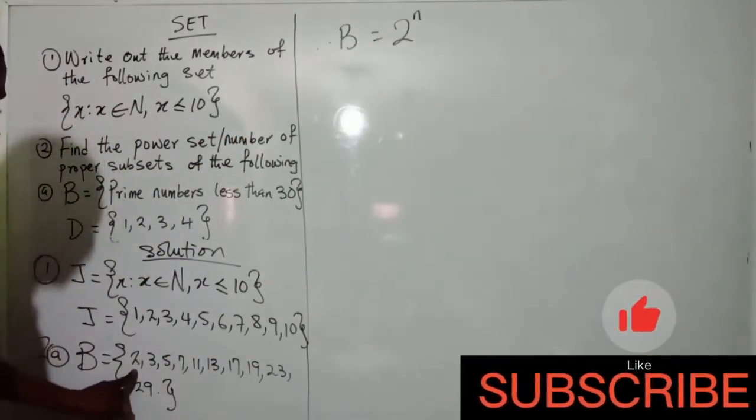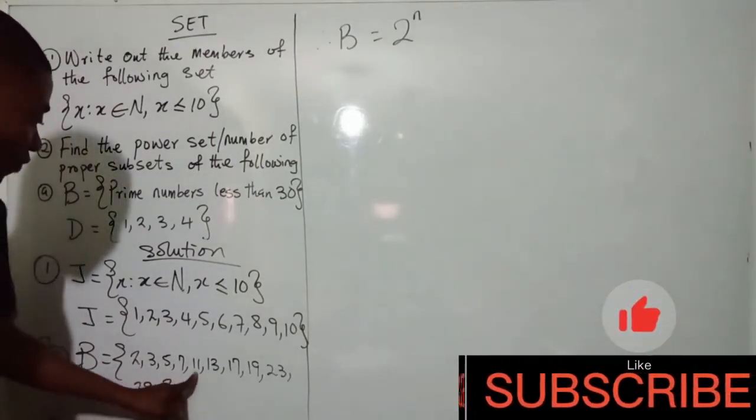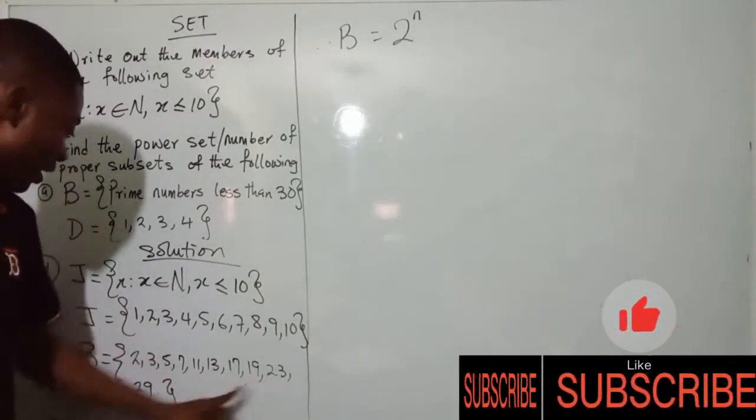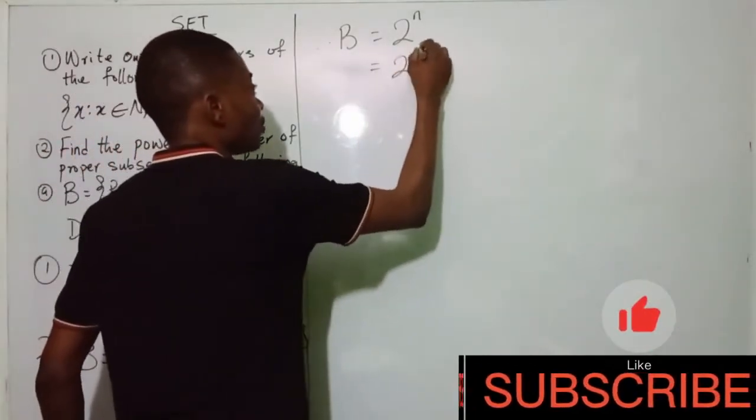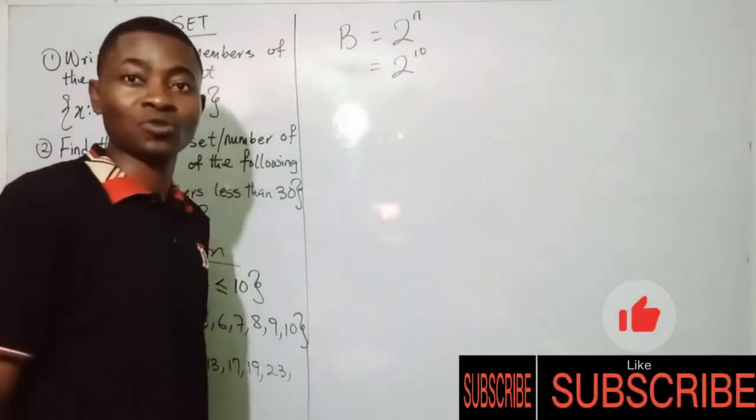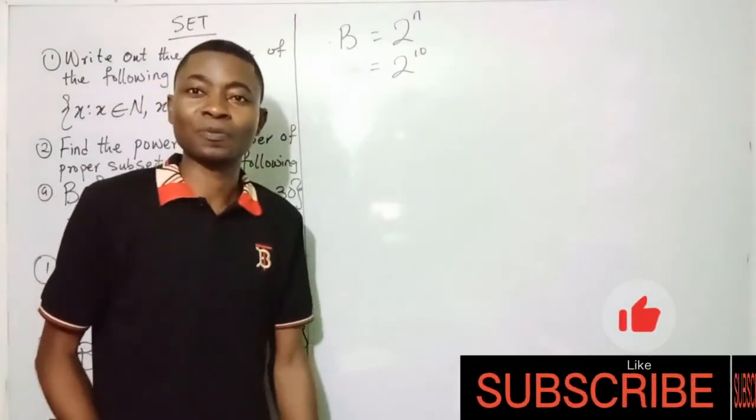So what is n? Now let's count: 1, 2, 3, 4, 5, 6, 7, 8, 9, 10. So it is equal to 10. So that equals 2 raised to the power of 10. What is 2 raised to the power of 10?